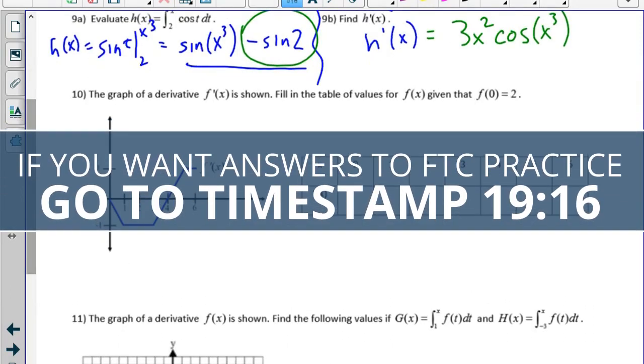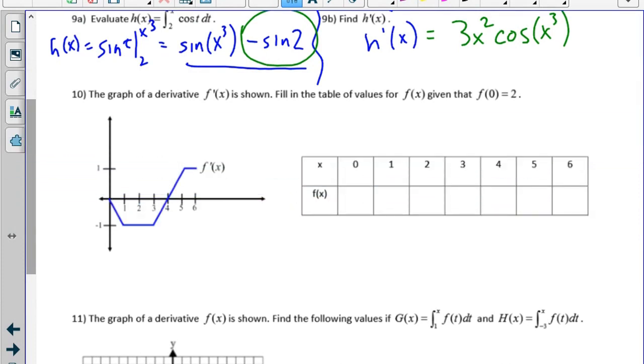All right, now this is a little bit new for us, so we're going to talk about number 10 and 11. The graph of a derivative is shown. If we are given that f of 0 is 2, we should probably put that on our table right away. Now, we want to find the values of f for all of these things. So what's happening is we are accumulating area under f prime, and that is going to influence our f.